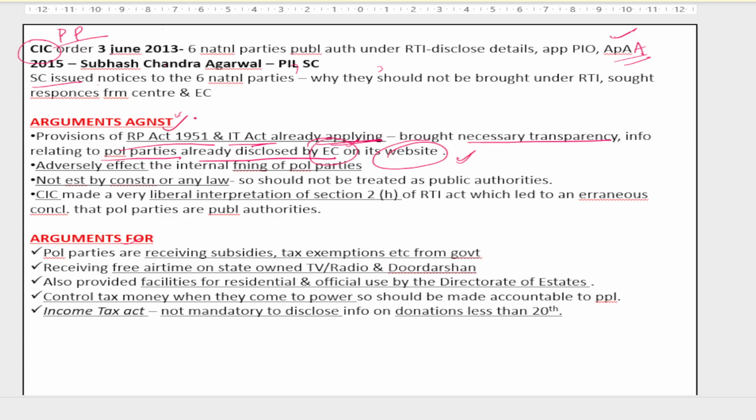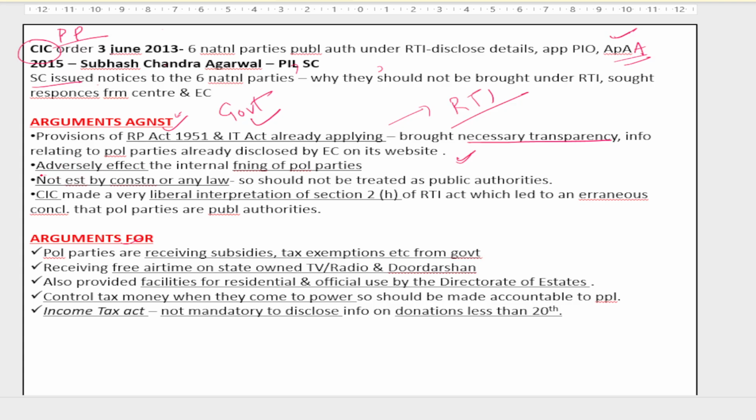There are already provisions of the Representation of Peoples Act and the IT Act applying to political parties. So, why apply additionally the provisions of the RTI Act to political parties? This is the first argument against bringing political parties under the RTI Act. And these arguments were presented by the government before the court.